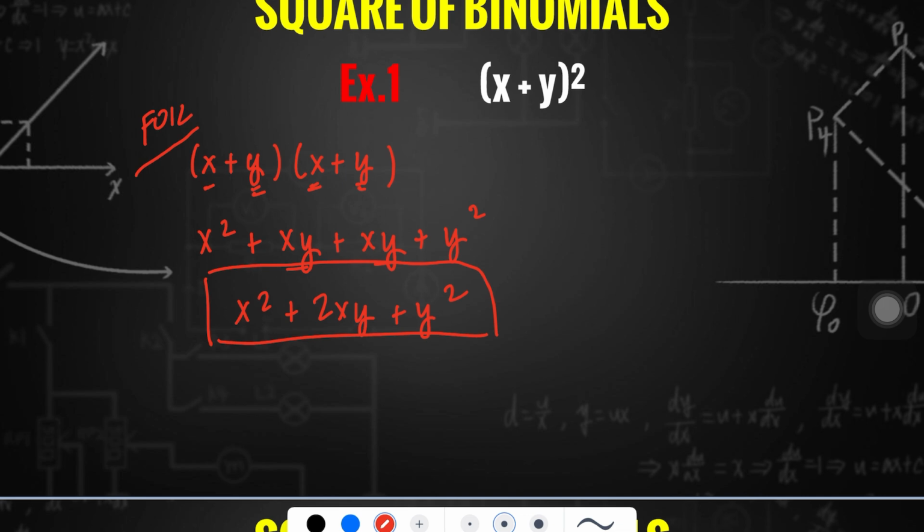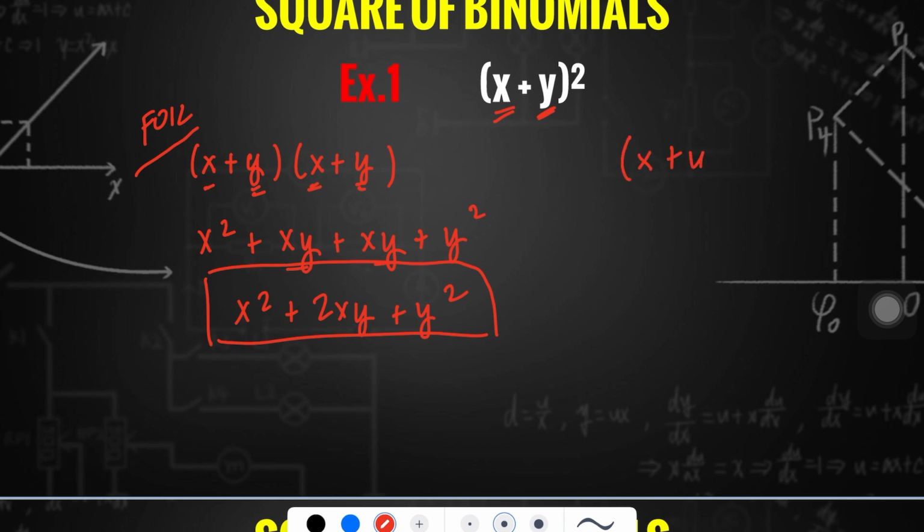That's FOIL method. So the second method I'm talking about is using a simple formula, which is squaring the first term and then multiplying 2 to the product of the first and the last term, and then finally squaring the last term. Or in other words, square the first, double the product, square the last. Let's rewrite this one over here.